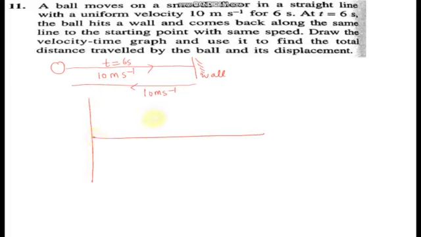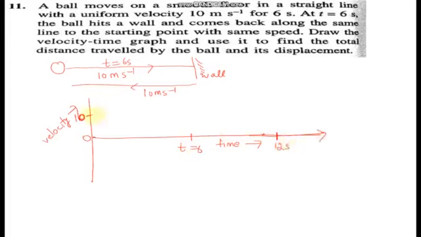Now we know that in a velocity time graph, whenever the body starts moving towards the initial position, then its velocity becomes negative. Suppose this is velocity. In a velocity time graph, time is represented along the x-axis, and velocity is represented along the y-axis. Now what is the maximum velocity? The body was moving with one velocity only, and that is 10. Let us take this as 6 seconds. And let us take this as 12 seconds.